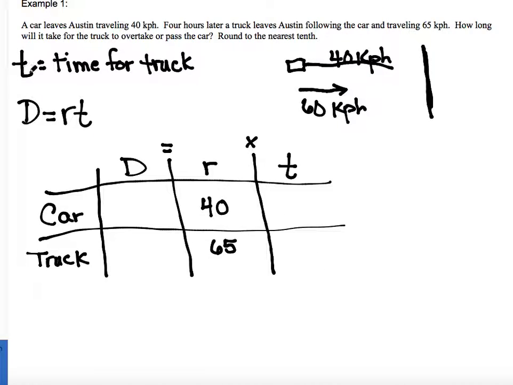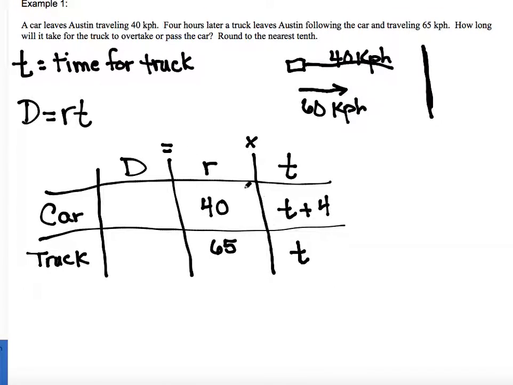Now, we said that t represents the time for the truck. The truck is on the road for t amount of time. I don't know how long that is. Now we have to come up with how long the car is on the road. Well, the car left 4 hours earlier, so it's on the road for the same amount of time as the truck, plus that extra 4 hours. So we're going to write that as t plus 4. The car had a 4-hour advantage. So you're always going to be able to fill in these rate boxes and time boxes.